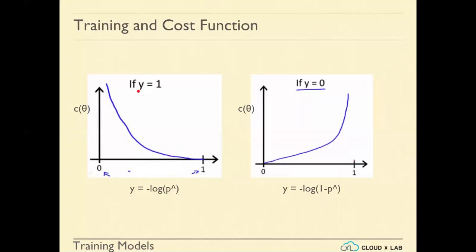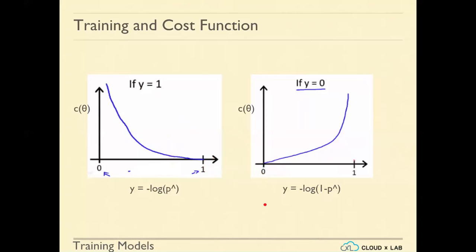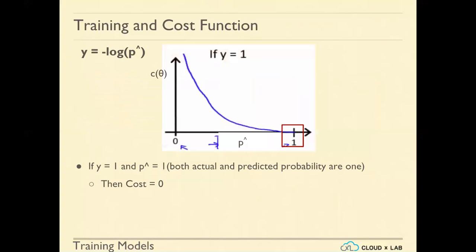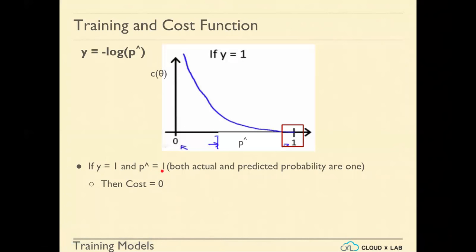If the right hand side is 1, the cost is going to be this. If the right hand side is 0, the cost is going to be this. Basically, all we are trying to do is minimize the cost. That's what we have described here. If y is 1 and the probability is 1, then the cost is going to be 0, meaning we are doing very good. So that's our cost function.